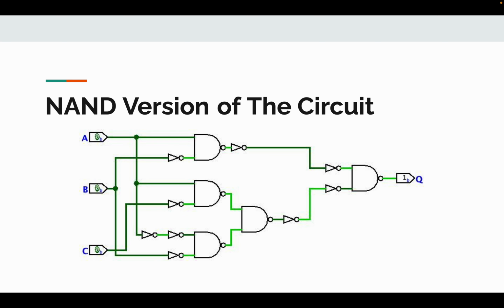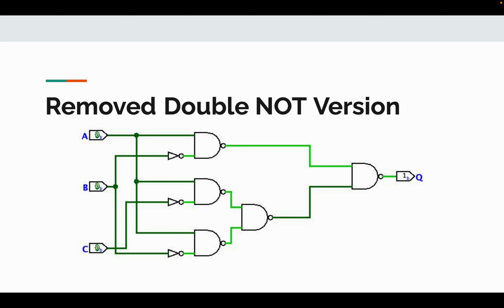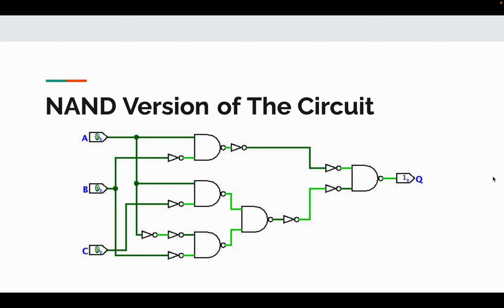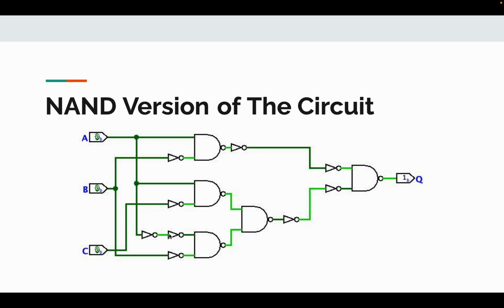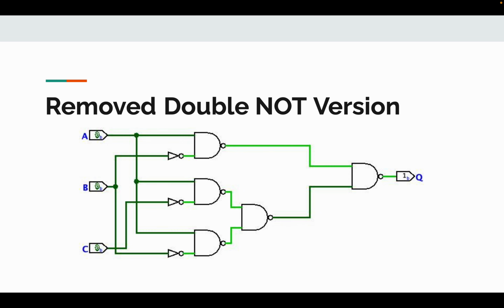However, our next step is going to be to get rid of any double NOTs. Any double NOTs are, as explained, any NOTs on a circuit line that has two NOTs in the same line. So as we can see right here, we have this NOT and this NOT. We'll be getting rid of this NOT and this NOT. We'll also be getting rid of these two over here.